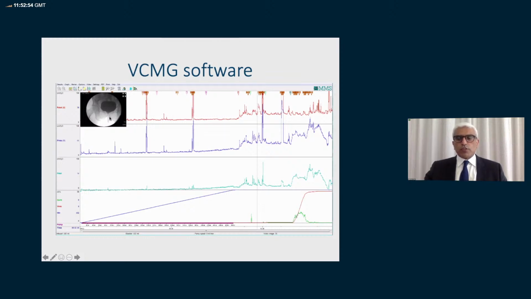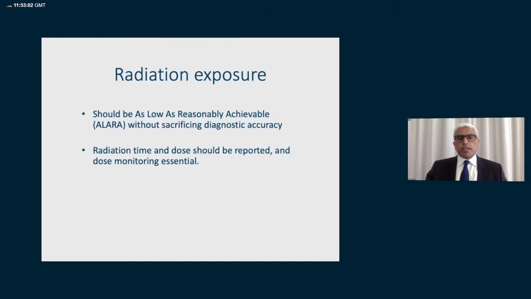So the software, to my mind, is very important once one decides to buy a VCMG equipment. Next thing is the radiation exposure. It should be as low as reasonably possible, obviously without sacrificing the diagnostic accuracy. And as one gets experienced, one uses less and less radiation to get the optimal information.